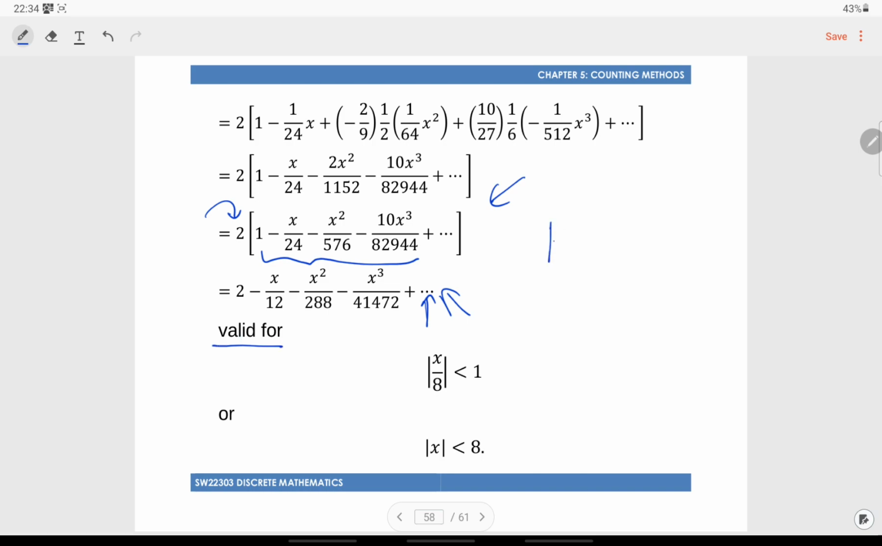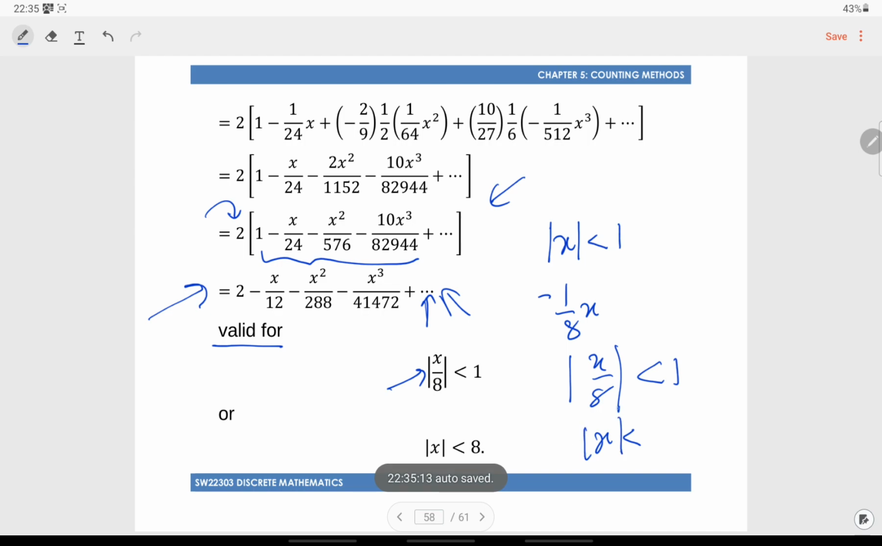So previously it was valid for modulus x less than 1, but this time our x is equal to negative 1 over 8x. So because we use the absolute value, we can omit the minus, so it remains modulus of x over 8. So we need to state that this equation is valid when modulus of x over 8 is less than 1, and then we also can simplify. It becomes modulus x less than 8, the 8 can be taken over here, to complete the answer.